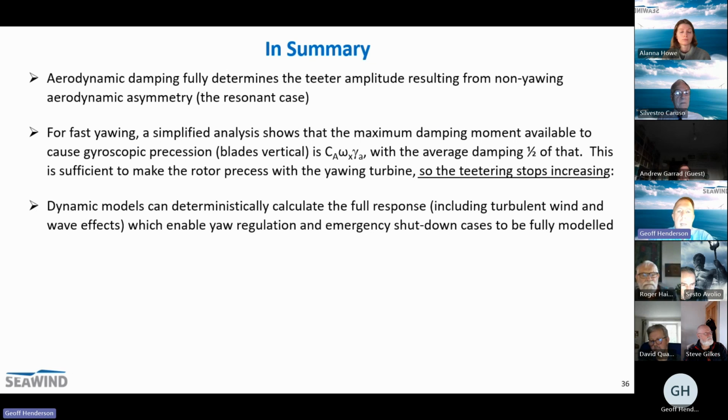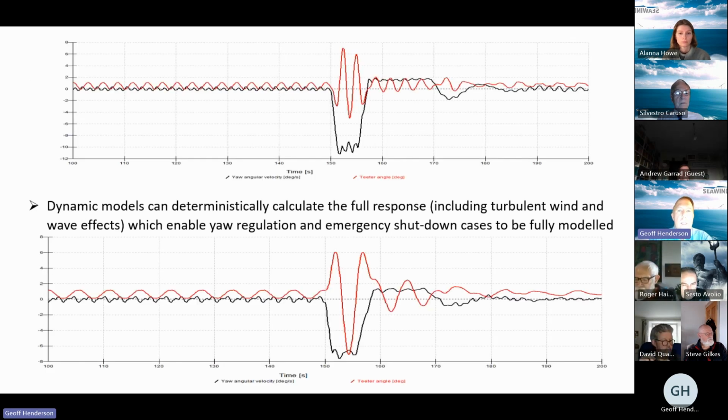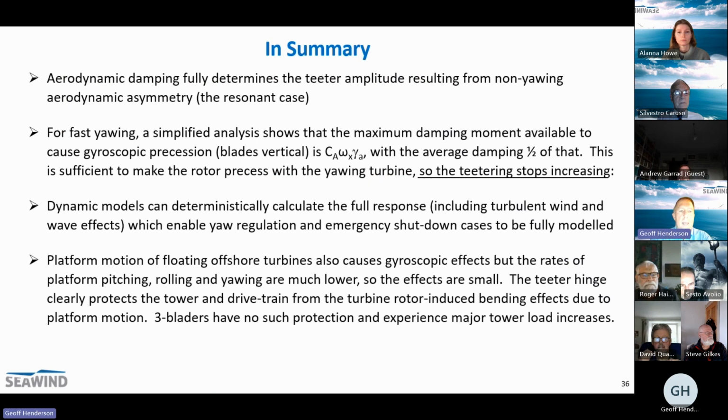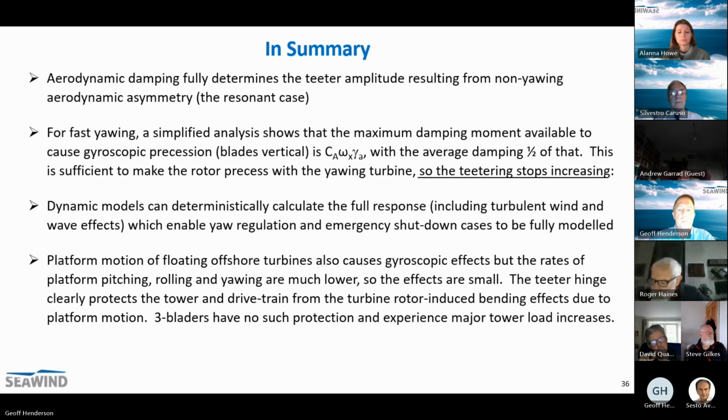Dynamic models can deterministically calculate that. This is shown here, where you've got some aerodynamic effects included on top of the yawing effect. And in the case of platform motion, you're also going to get some further effects, but these are much lower, so the effects are small. And the teeter hinge will protect the tower and drivetrain from the turbine rotor-induced bending effects due to platform motion, whereas three-bladers don't have that protection and experience major tower load increases.